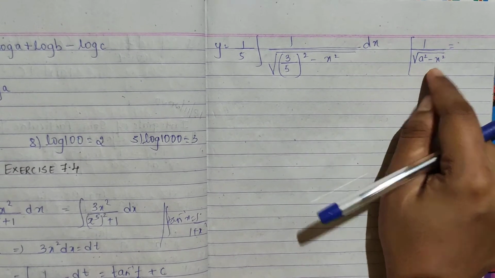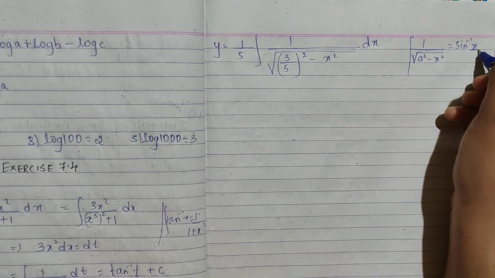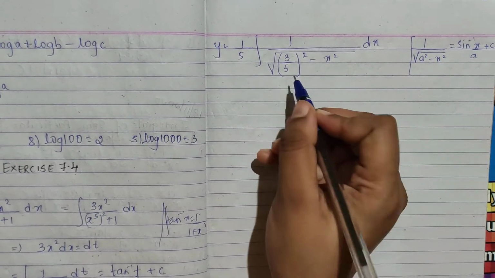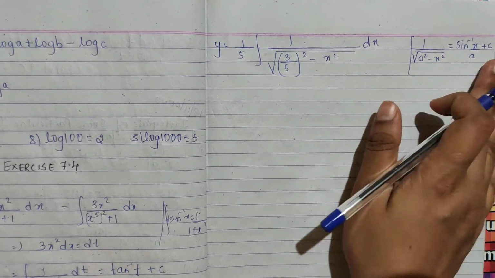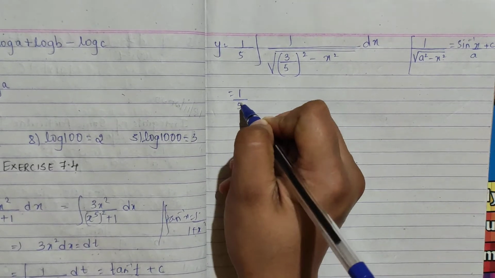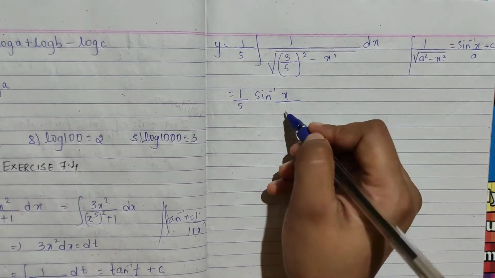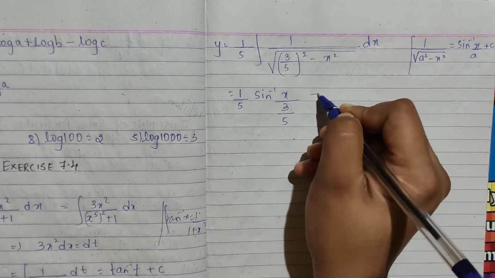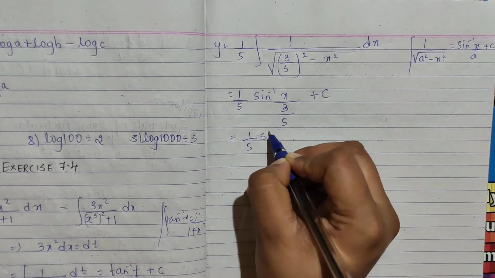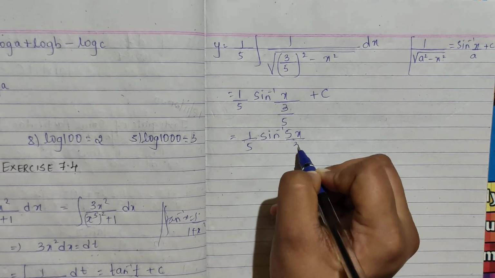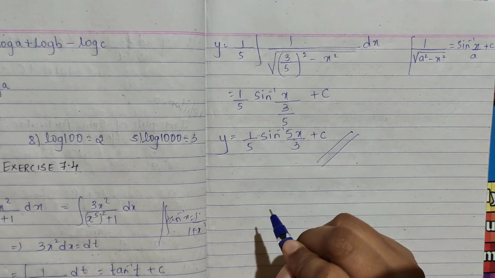And this standard formula is what? Sine inverse x by a plus c, right? You can see here a is 3 by 5, and it is x square. So we can apply the same. 1 by 5 remains as it is. This becomes sine inverse x by a, a is 3 by 5, plus c. So this 5 I can take here. This becomes 1 by 5 sine inverse 5x divided by 3 plus c. So this is what you get as your y. I hope I am clear.